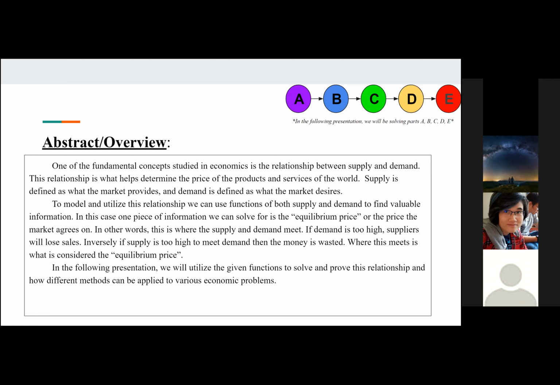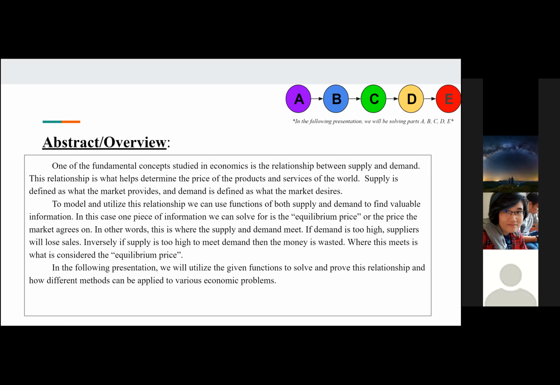Just to give you an idea, if demand's too high, suppliers will lose sales. Inversely, if supply is too high to meet demand, money is wasted. So this is the practical application of what we're going to be solving today. In the following presentation, we're using what's given in the problem, some outside knowledge, and the application of calculus and differential equations to solve for various economic problems.